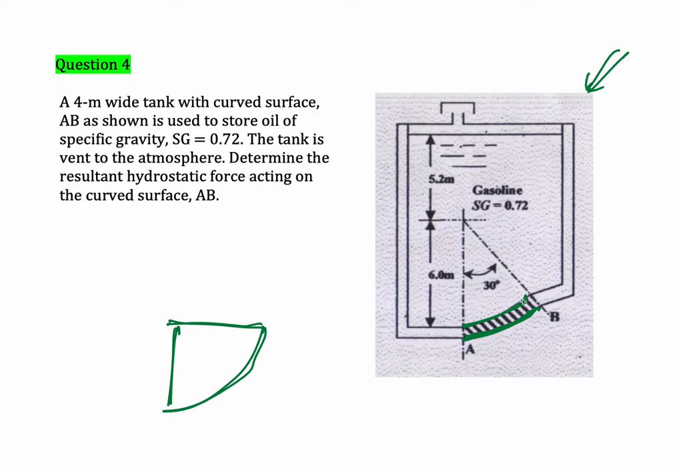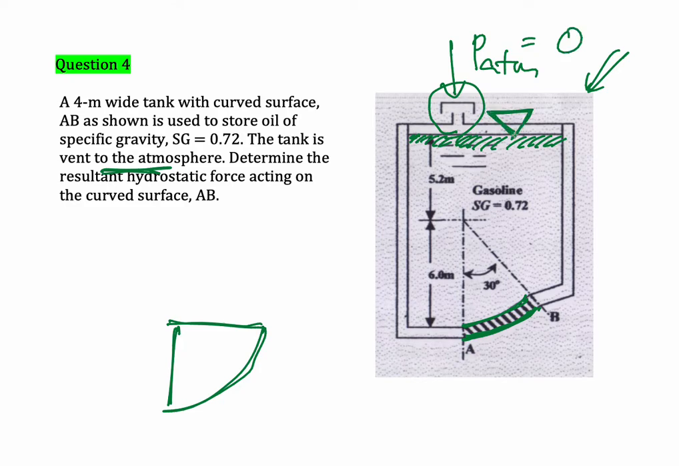Here from the question, the oil, the gasoline, is up to this level, but this tank is vented to the atmosphere. The word vented to atmosphere here means the atmospheric pressure still acts on the surface of this gasoline. We assume the atmospheric pressure is equal to 0, which means that this is the free surface in this situation.